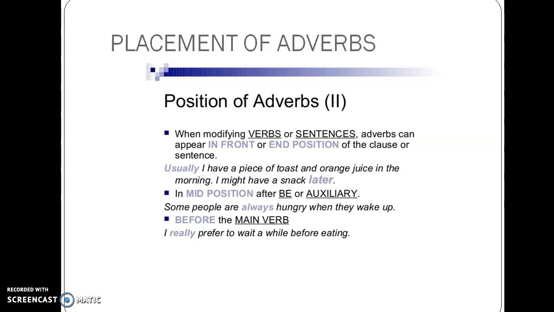And when they come in the middle position, remember, they always come after the be verb or auxiliary verb. Be verbs are is, am, are, was, were, has, have, had, and auxiliary verbs can include modals also: can, could, should, must. So when adverbs come in the middle position, they will always come after the be or auxiliary verbs. Some people are always hungry. Always has come after the be verb are. Before the main verb, sometimes adverbs can also come before main verbs. I really prefer to wait a while before eating.